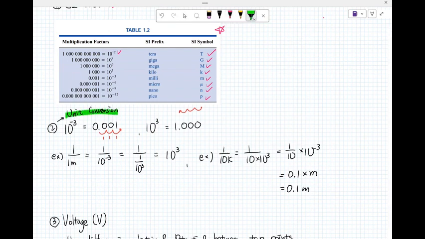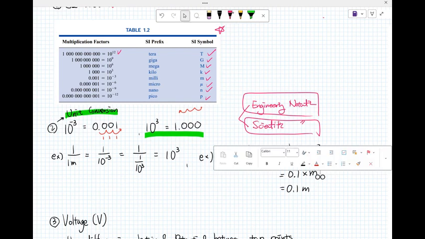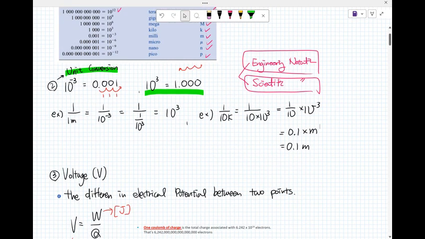The unit conversion is 10 to minus 3 is equal to 0.001, okay? Or sometimes 10 to 3 is 1,000, okay? And also we're gonna learn about the engineering notation and scientific notation, okay? You have to know about what it is, how we can make a definition, how we can make a conversion between the two notations, okay?